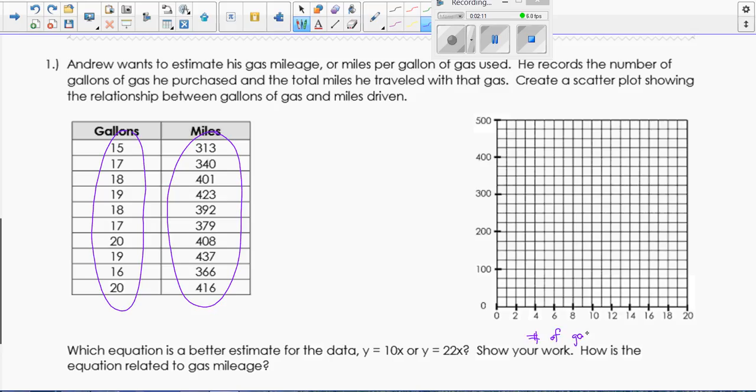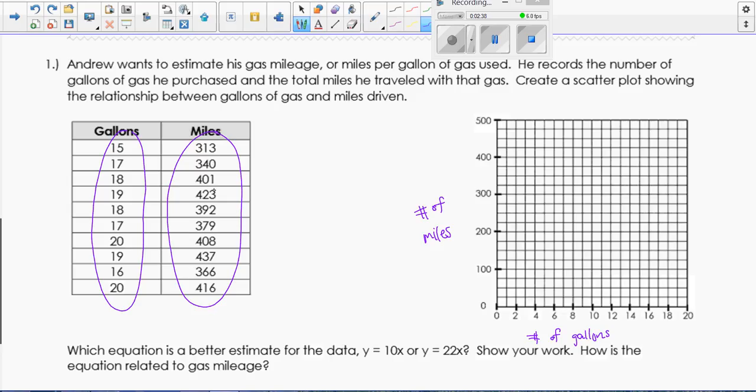This is the only time we're actually going to plot points like this. Every other time we're just going to make a sketch. And then your y-axis is your number of miles. If you take a look at the data, it's saying that on 15 gallons he went 313 miles, on 17 gallons he went 340 miles. If you know anything about cars, your gas mileage is definitely not consistent. It's close each time, but it depends on if you're driving on the highway or the road, how much you stop and go, that type of thing.